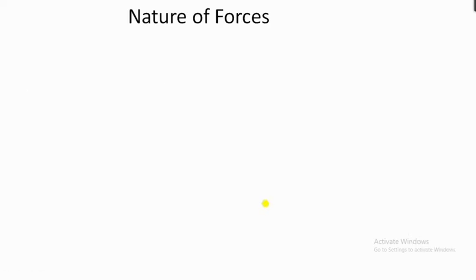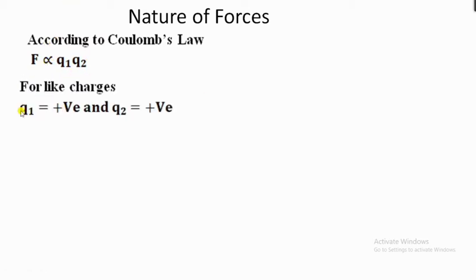Now let's see how to find the nature of force. Nature of force means whether it's attractive or repulsive. So according to Coulomb's law, force is directly proportional to product of two charges. Now let's see what happens for like charges. So for like charges, Q1 can be positive and Q2 can be positive, or both can be negative. Now according to this, if you multiply positive, you will get positive out here, and out here if you multiply Q1 and Q2, that is negative into negative is positive.